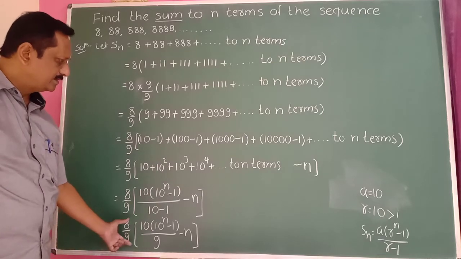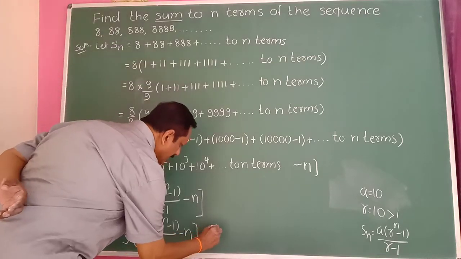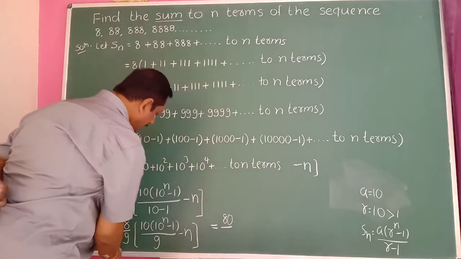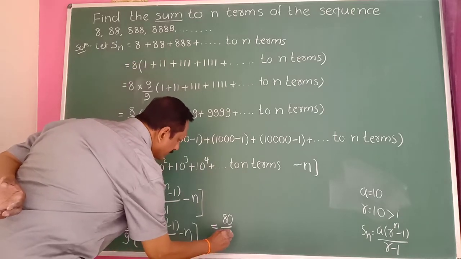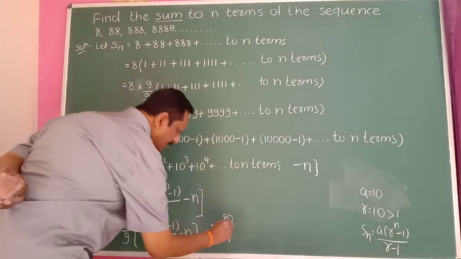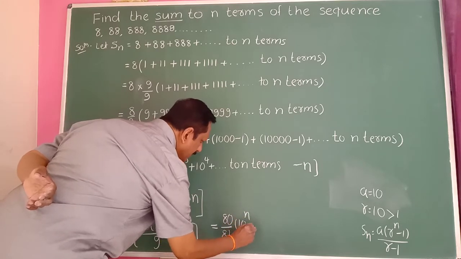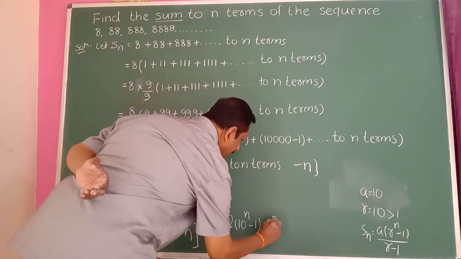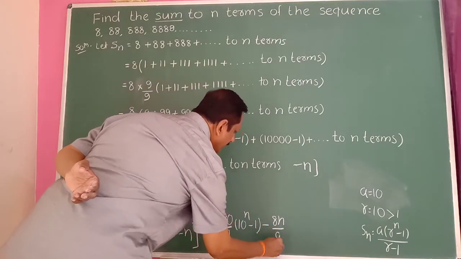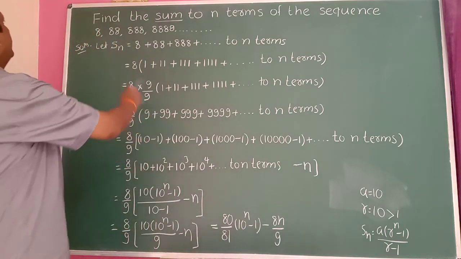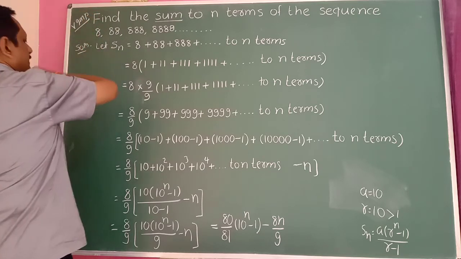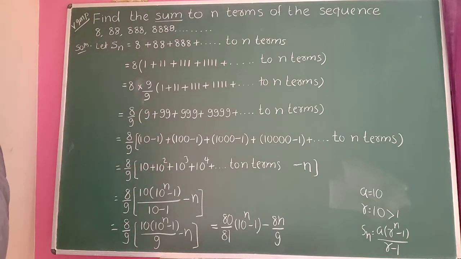Otherwise you can take 8 by 9 inside the bracket. This is equal to 8 into 10 becomes 80 divided by 9 nines are 81 into 10 raised to n minus 1, minus 8n divided by 9. So this is a very important example for the examination and it carries 3 marks.